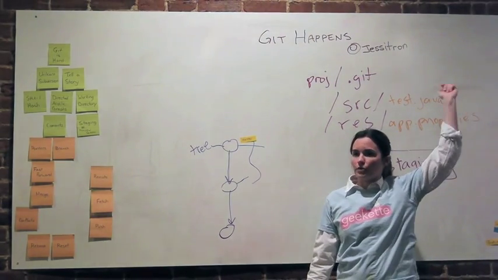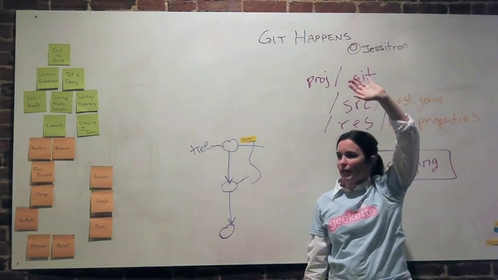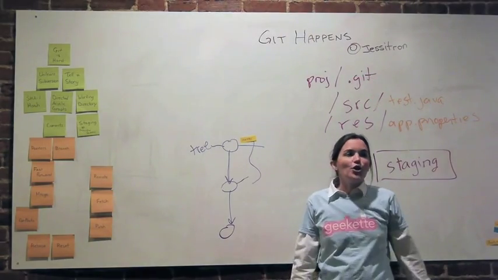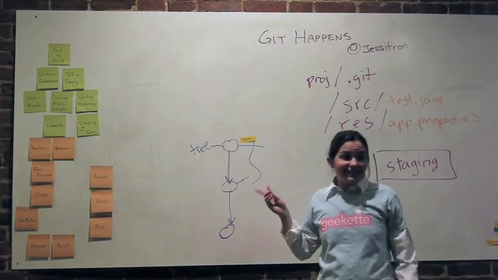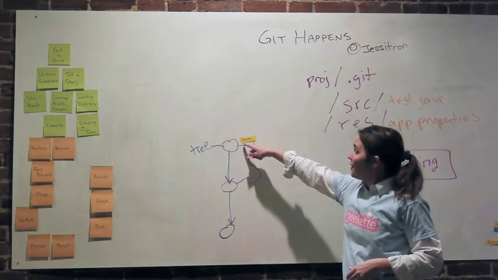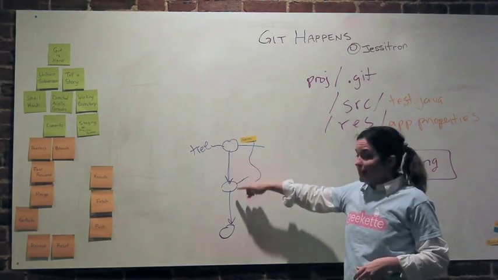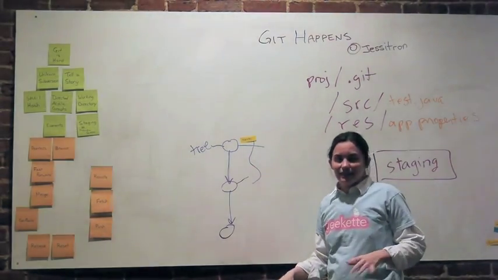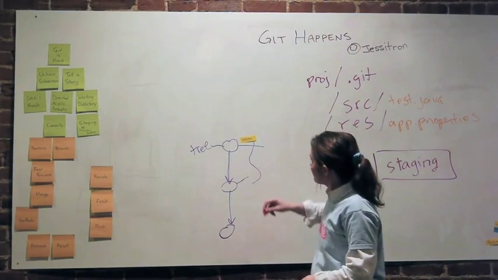Who's done pointers in C and pointer arithmetic? Good, good, good, good. You can do pointer arithmetic in Git. It's kind of weird when you talk about relative commits, but that's outside scope, sorry.